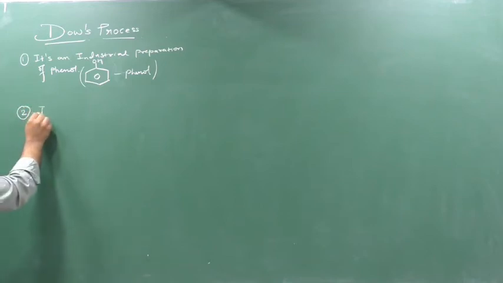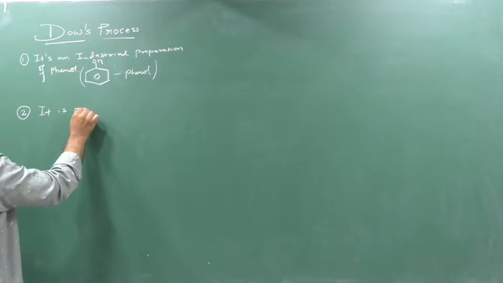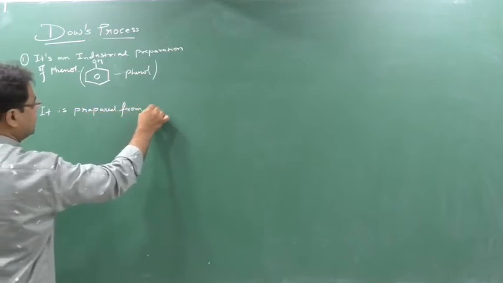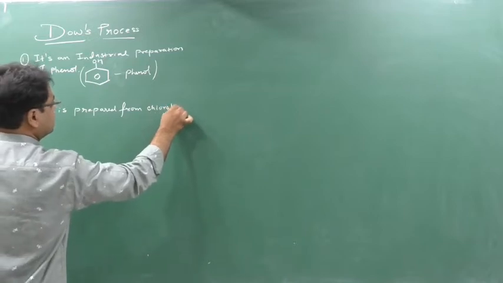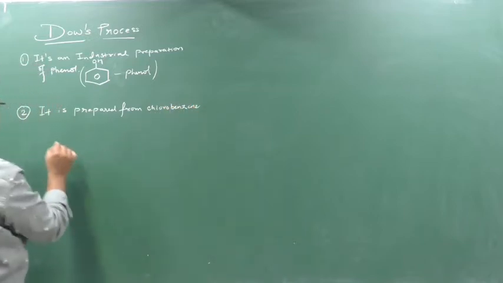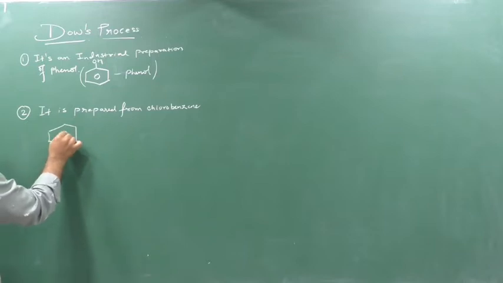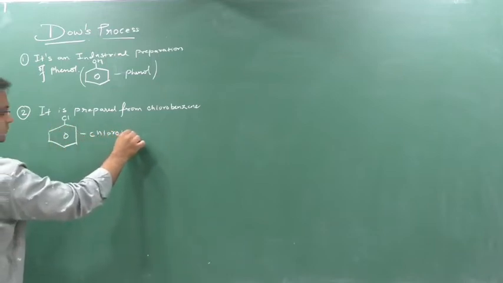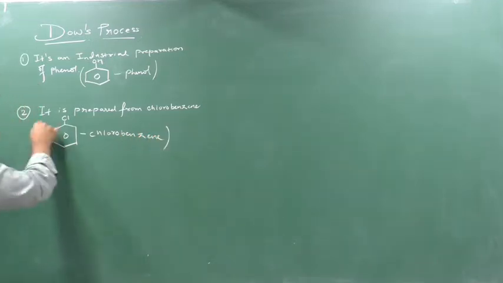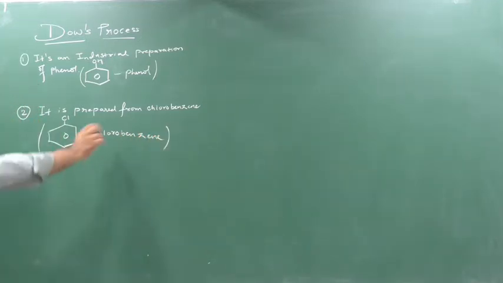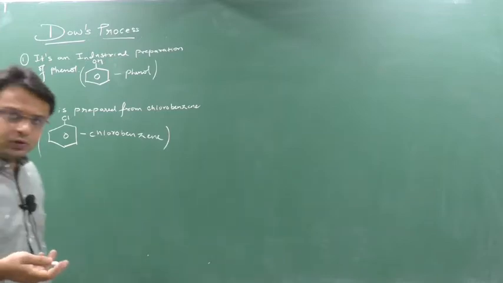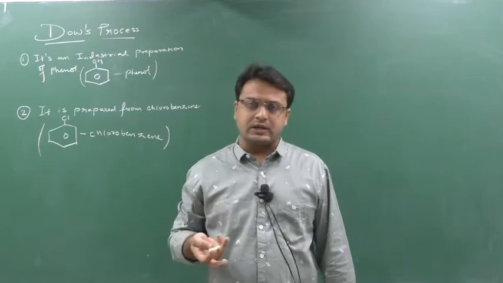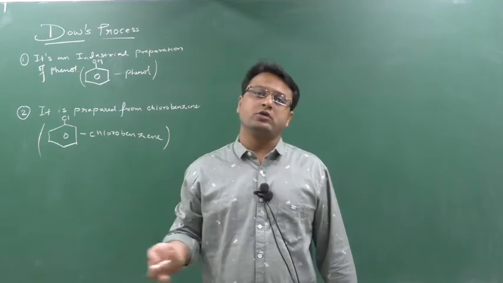Second, how is it prepared? It is prepared from chlorobenzene. What is chlorobenzene here? This is the chlorobenzene. You know, you take benzene and do the chlorination in the presence of FeCl3 as a catalyst, or AlCl3 as a catalyst. So you will get chlorobenzene.